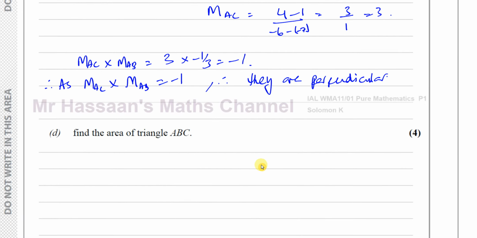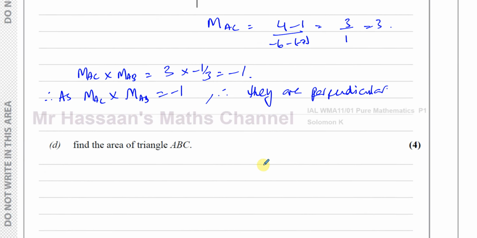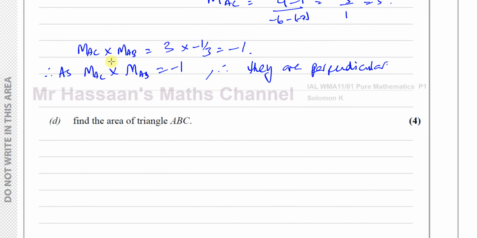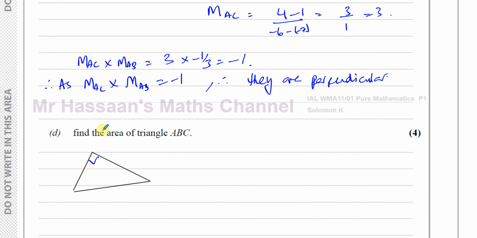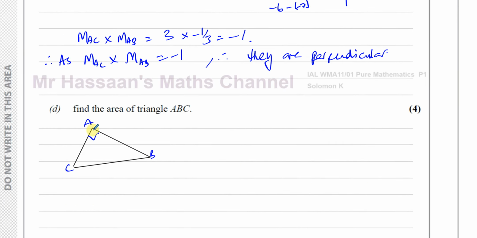Okay, then it says find the area of triangle ABC. Now, to find the area of triangle ABC, let me just think about the diagram. We've just drawn a diagram like this. And to find this area, we know that this is now a right angle triangle. So that's going to help us. So that's A, and that's B, and that's C, or is it the other way around? Yeah, that's the way. We know that that's a right angle triangle.